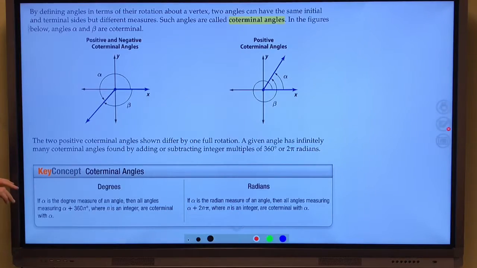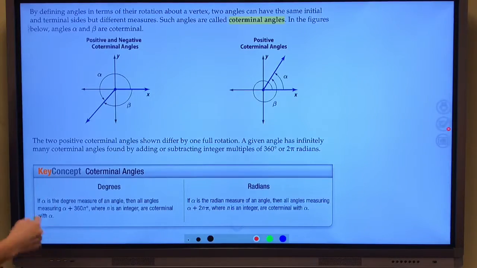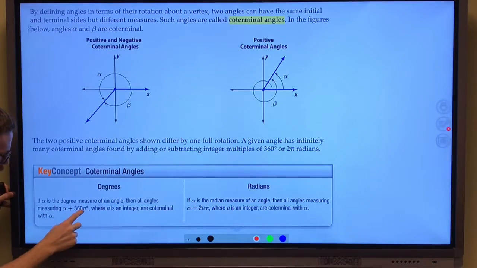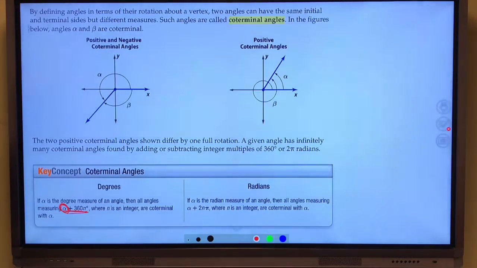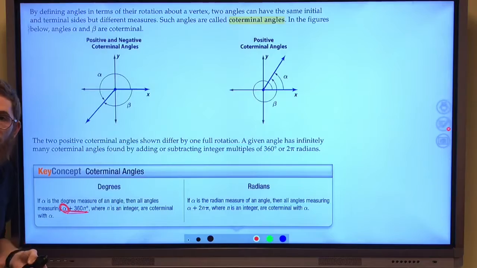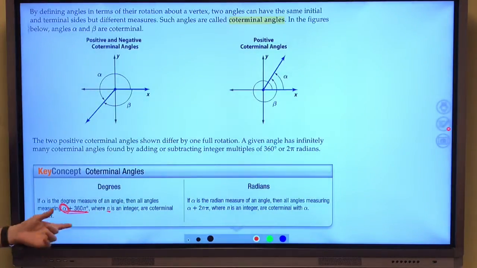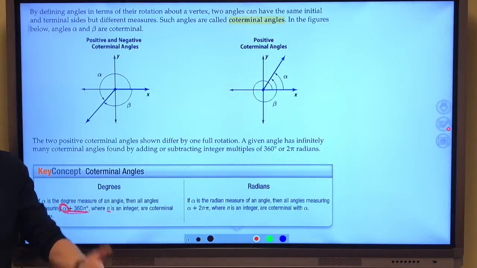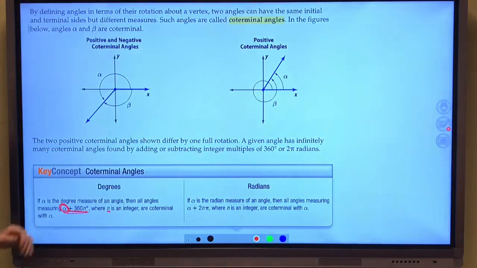If we have our initial measure in degrees, well, every coterminating angle is going to be the initial angle plus any multiple of 360 degrees. And n isn't just a positive number. We're not just getting positive multiples. It's any integer. So we can have negative or positive 360 degree multiples that we're adding to our initial value.